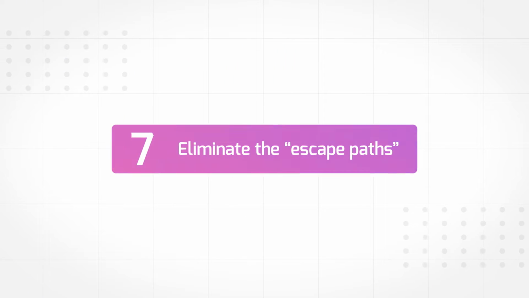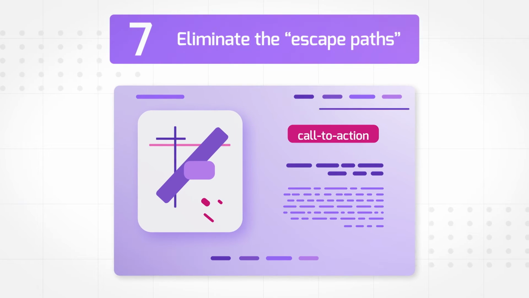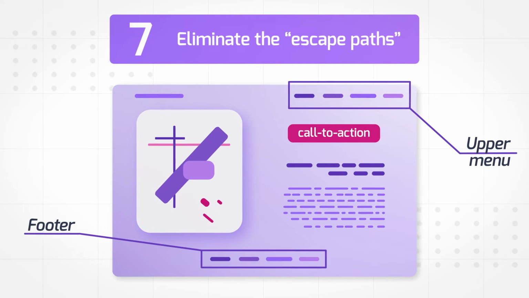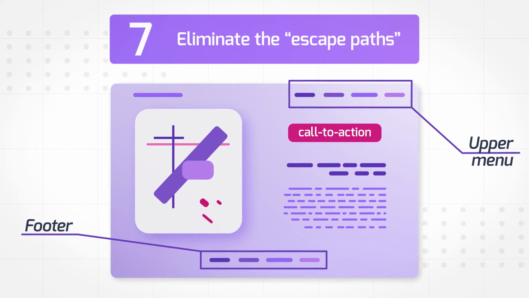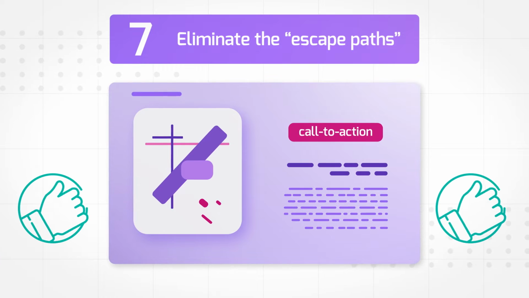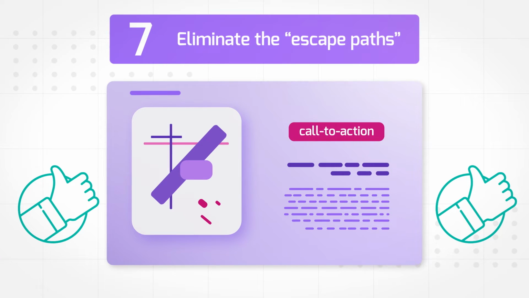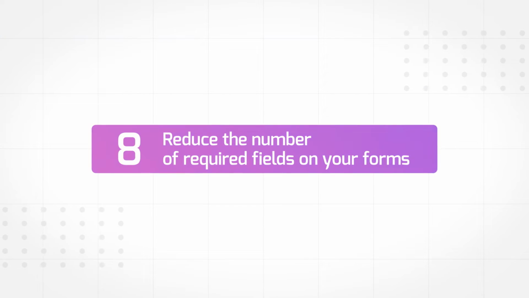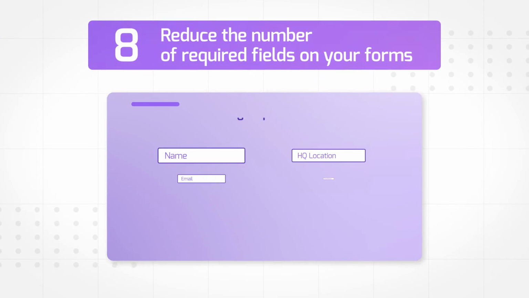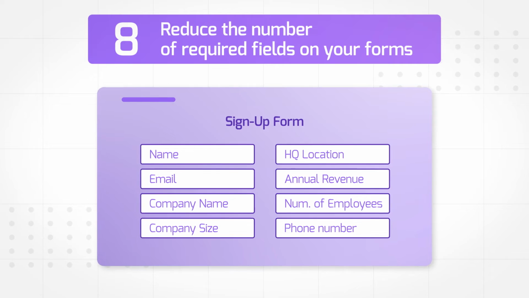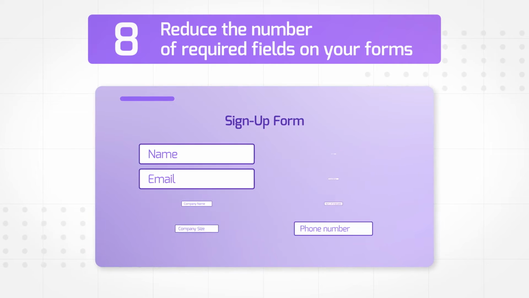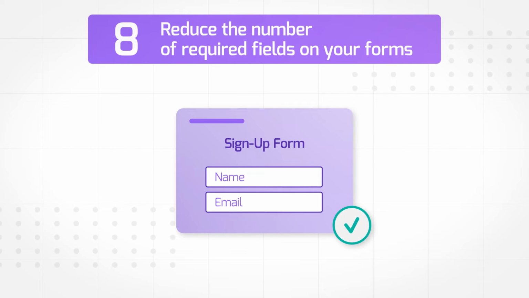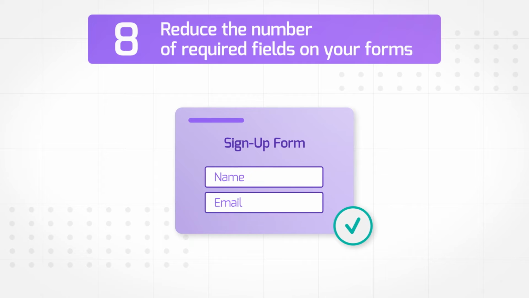Number 7. Eliminate the escape paths. Do your landing pages have your standard website upper menu and footer? If the answer is yes, then get rid of them. Otherwise, they will distract visitors and serve as escape paths, through which your landing page traffic will be leaking. Number 8. Reduce the number of required fields on your forms. Lengthy sign-up forms do more harm than good. If you're thinking of how to increase the conversion rate of your landing pages, consider reducing the number of fields on your forms.